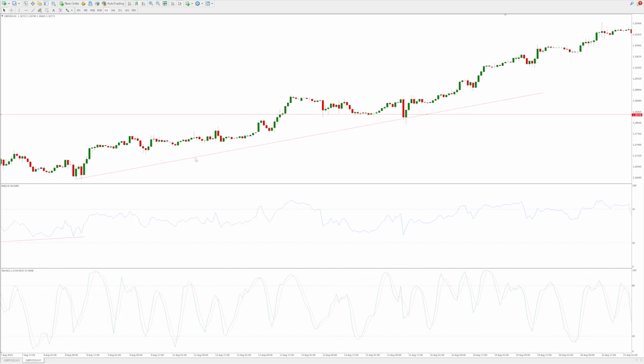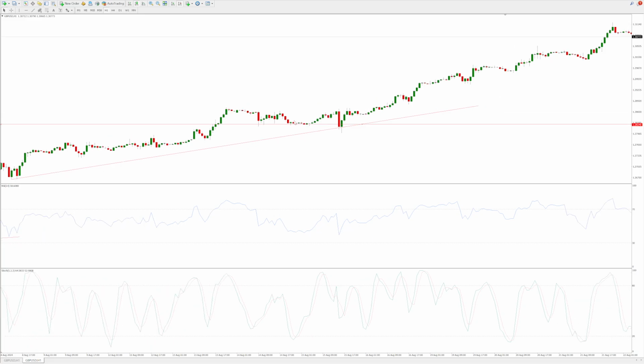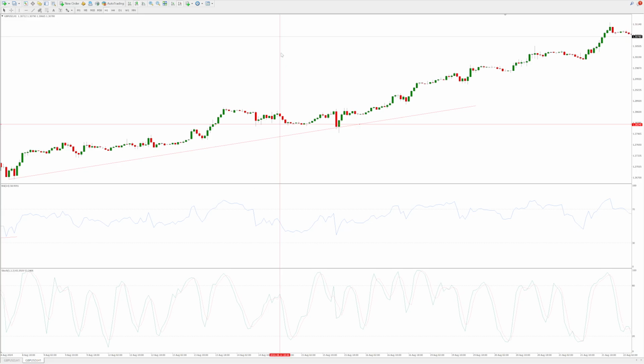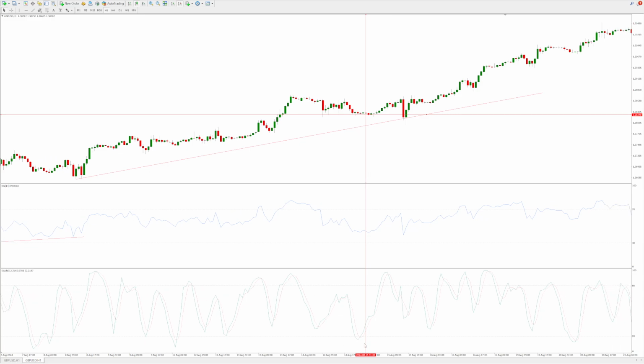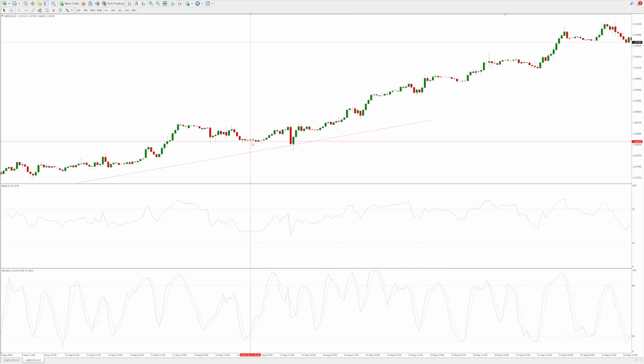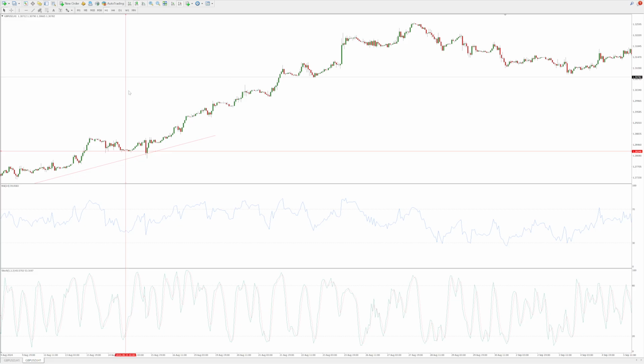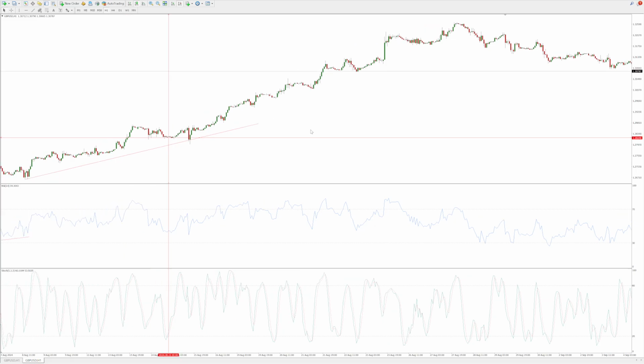RSI's not overbought around here. Stochastic, so if we just pick the stochastic crossover, this is where the stochastic comes in handy. There you have the crossover in the extremely oversold zone, and look for a crossover to the upside and place a buy trade. As you can see, that would have been a decent entry. Could have placed our stop loss below the recent swing low, which is there. And zoom out, and still plenty, over 400 pips left in that move.